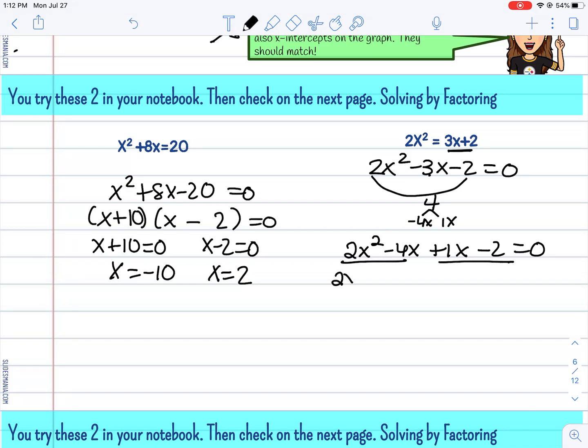The first two and the last two. So the first two have a 2x in common. Again, you're dividing. 2x squared divided by 2x is 1x. 4x divided by 2x would just be negative 2. This one over here, the only thing I can take out of those two, or factor out, would be a 1. So if I divide those by 1, I would still get x minus 2.